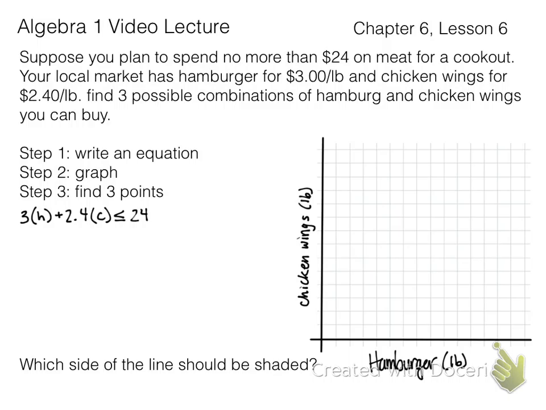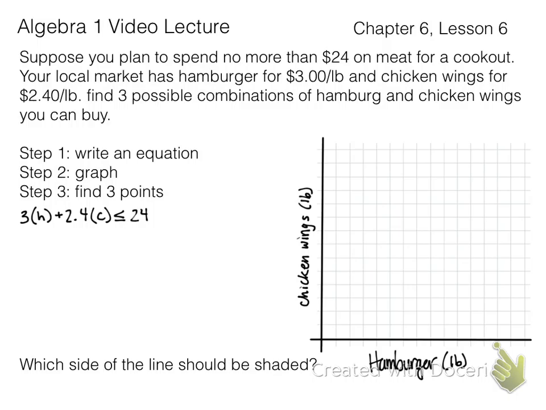3 times the pounds of hamburger plus $2.40 times the pounds of chicken needs to be less than or equal to $24. I can spend exactly $24, but I shouldn't be spending more than $24. And I can spend less than $24. I can spend $0, but if I spend $0, I'm not buying any chicken and I'm not buying any hamburger. Which is not quite the point of the problem, but hey, completely possible. Maybe I'm going to do a vegan cookout and this problem's just bogus.